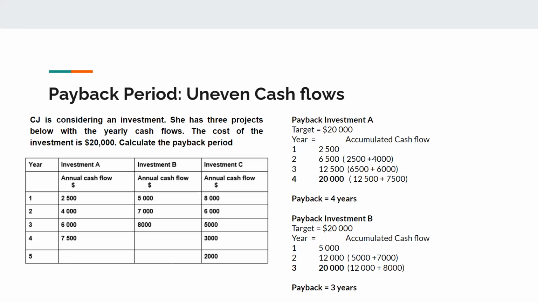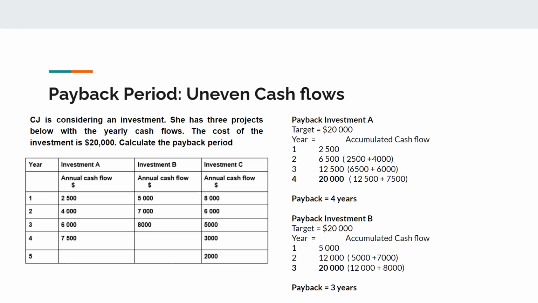Not until the 4th year is she going to recoup the $20,000, right? If we add 2,500 to 4,000 to 6,000 to 7,500, only in the 4th year is she going to recoup the $20,000. So it's taking 4 years to pay back investment A, right? Investment B, all of them are the same $20,000, but they just have different annual cash flows, right?